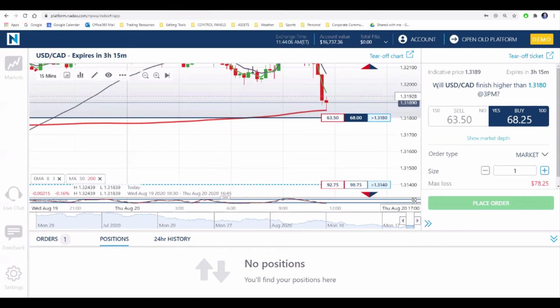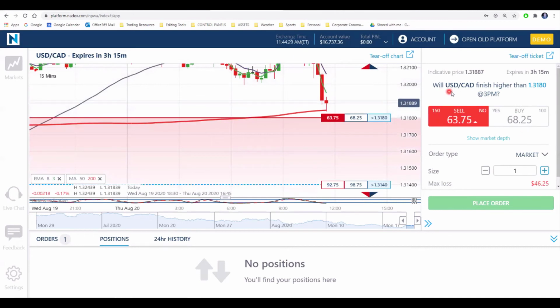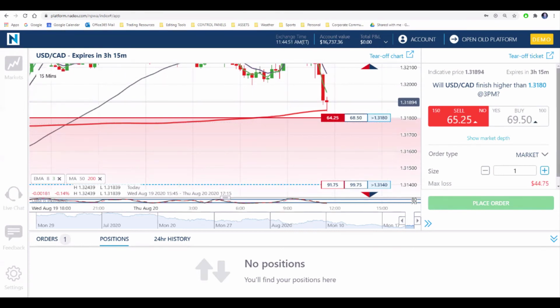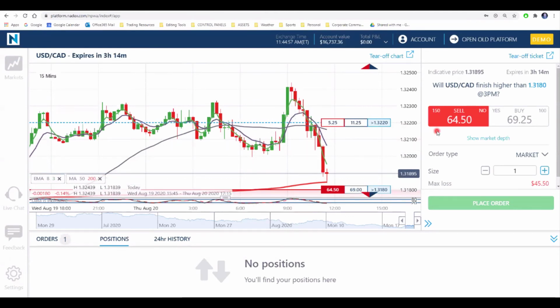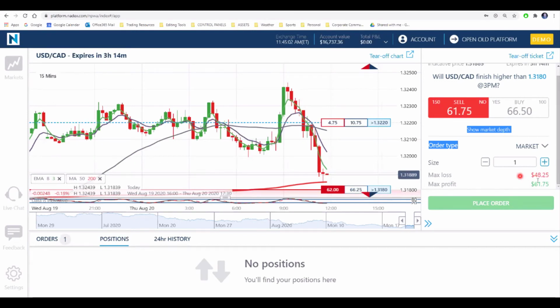And really, we have the US Canadian dollar trade here. So in the right-hand corner, again, it's a statement on any one of these. If I click right here, will the US CAD finish higher than 13180? Yes or no? I found it really easy to navigate. It may look a little intimidating right now, but everything you need is right there. You know your maximum risk, you know your maximum reward on any particular trade.